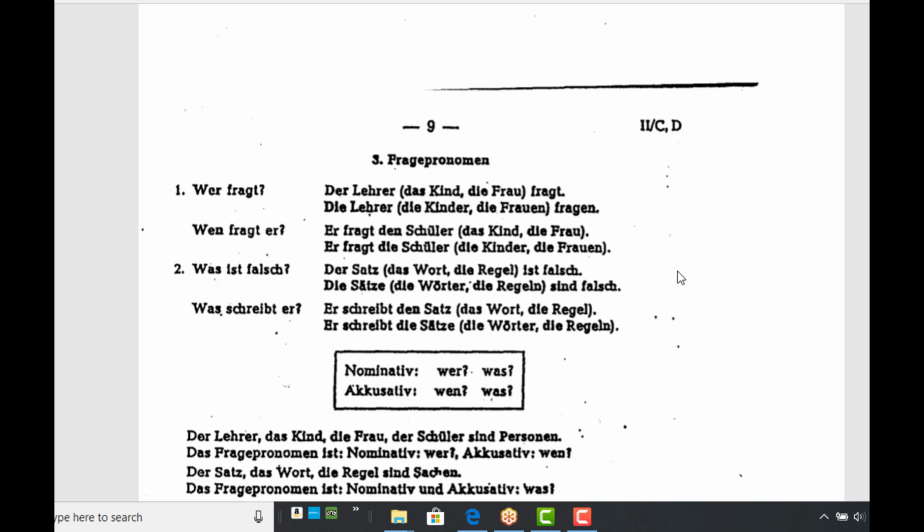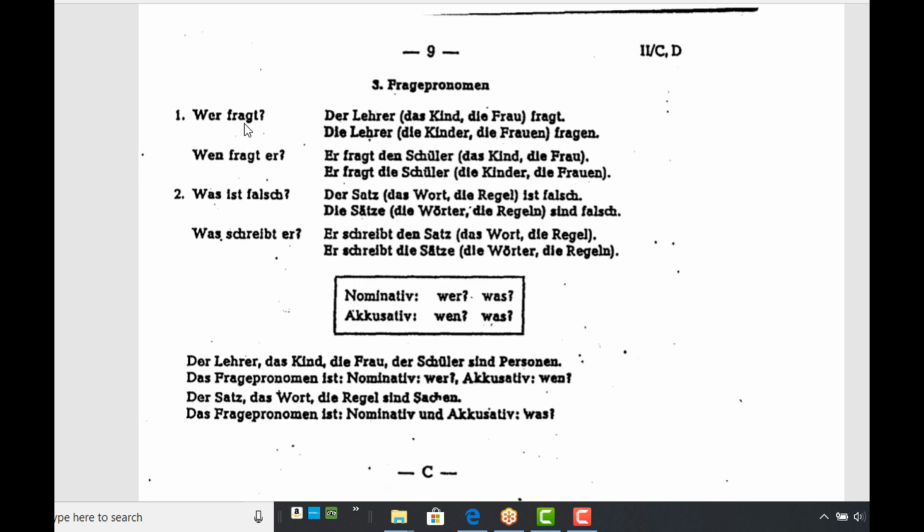Then they have, let's see, some interrogative pronouns, which again are introduced later in Jannach. Wer means who is asking. Wen, parallel to the ihn or den accusative, whom is he asking? And was is what is false and what is he writing. So in this one, der Lehrer fragt die Frau. What does that mean? The teacher asked the woman. Yeah, or asks, present tense. Asks the woman.